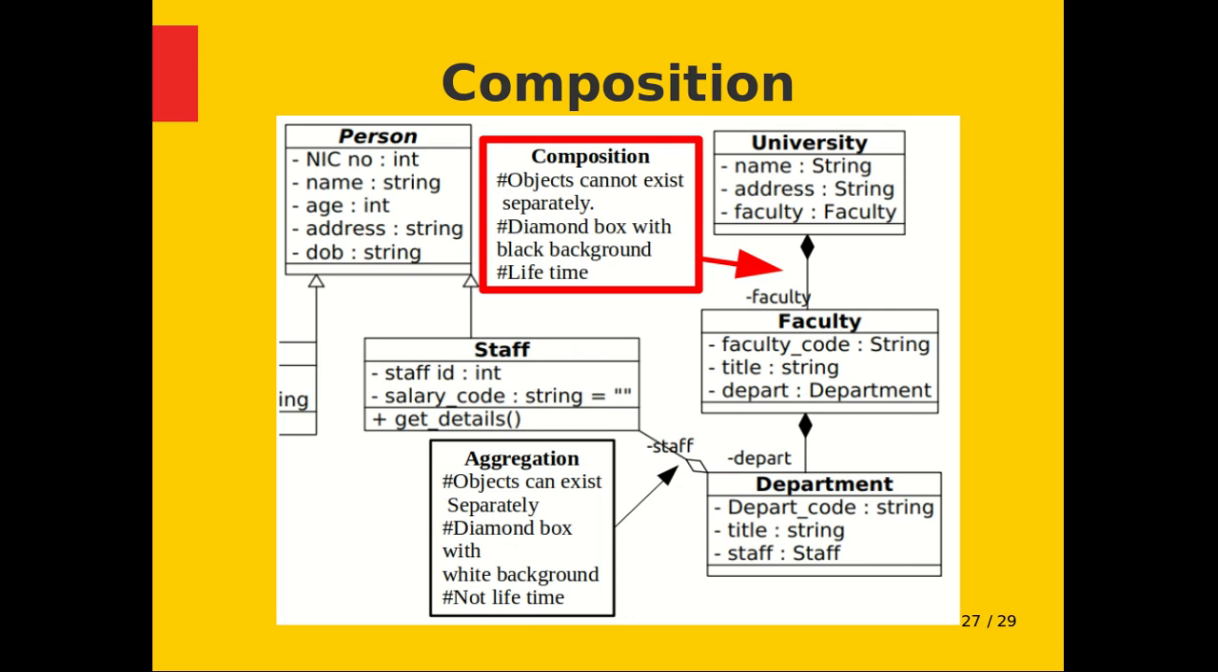Composition. Composition is a type of aggregation, but with a strong relationship. The relationship between university and faculty is a composition. If the university does not exist, the faculty would no longer be available. So it is a lifetime relationship. The composition relationship is denoted by a line with a black filled diamond box. The diamond box is headed to the one side, that is university. The relationship between faculty and department is also composition.